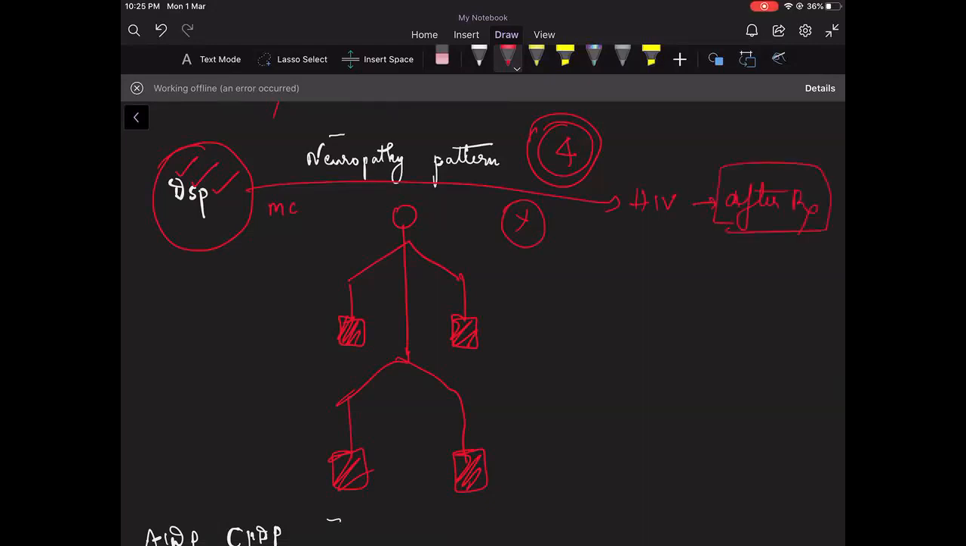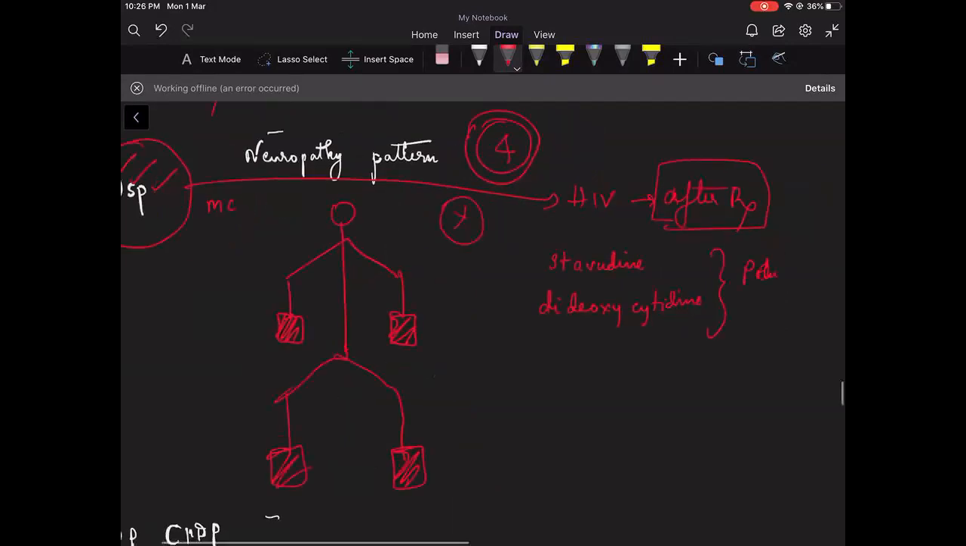This kind of pattern we usually saw when older drugs were given, like stavudine and deoxycytidine. These are the old drugs which we used in HIV. They can produce symmetric polyneuropathy, but it is usually painful. The patient will be complaining of painful neuropathy or burning.